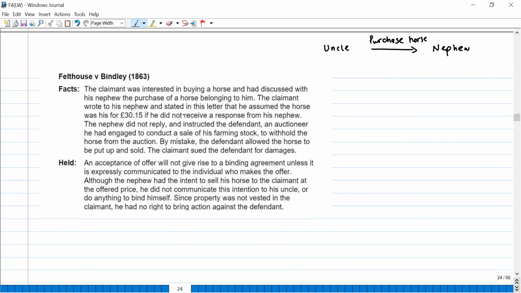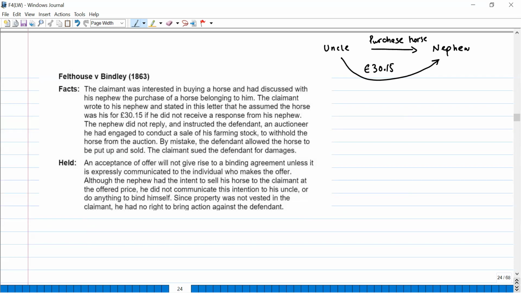The claimant wrote to his nephew, stating in his letter that he assumed the horse was his for 30 pounds 15 shillings if he did not receive a response from his nephew. So the uncle made an offer to his nephew. Basically, he sent a letter saying that if acceptance is not made by the nephew, I am assuming that the horse is mine for 30 pounds 15 shillings. Okay. Now what happened was the nephew did not reply. When the nephew received the letter, he didn't make any acceptance yet.